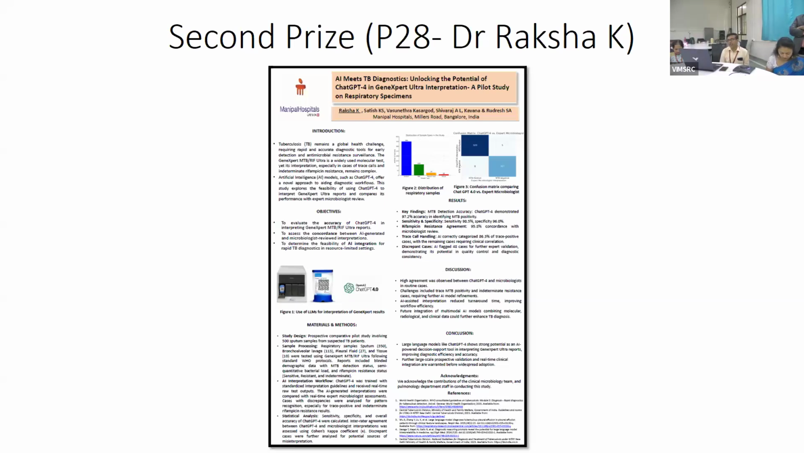So we had suggested she further increase the patient specimens and also the outcome, because it needs to be validated by non-microbiologists for the benefit of the patients. So a very good study. So the second prize goes to Dr. Raksha Bhatt.